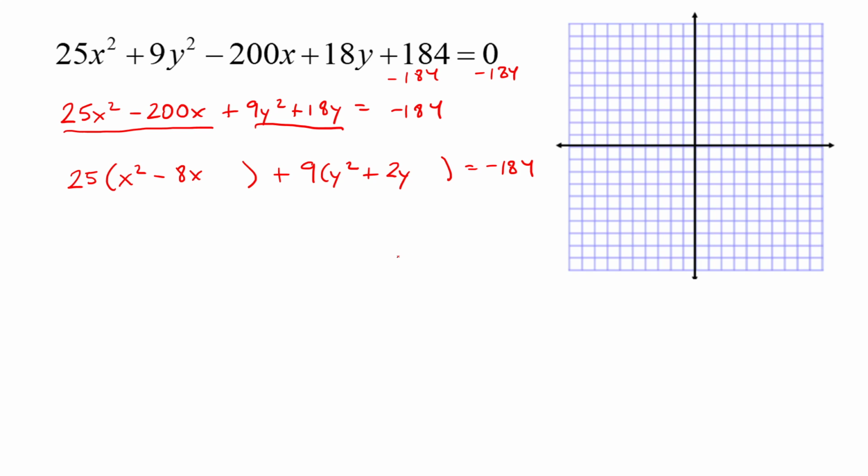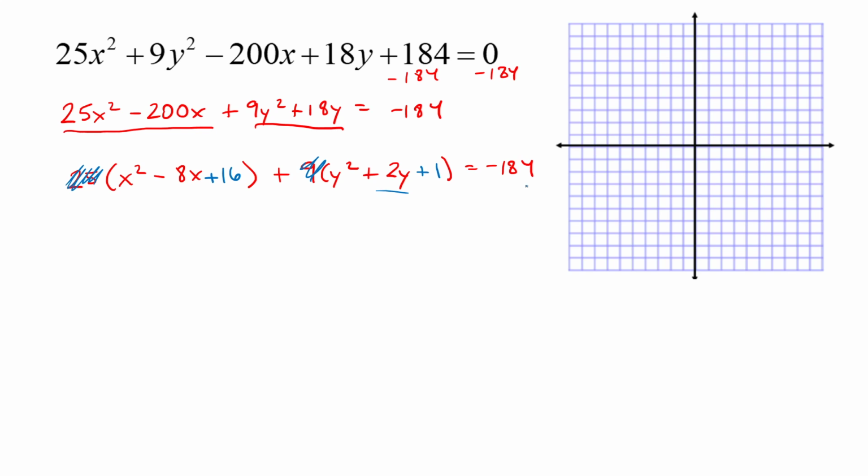Now you're going to complete the square. Let me use a different color for this. We'll use blue. Pretend like the 25 is not there for a minute. How would you complete the square if it was just this? You would take -8 divided by 2 is -4, squared is +16. So put plus 16. Okay, same thing here. Just ignore the 9 for a minute. You would divide 2 divided by 2 is 1. 1 squared is still 1.